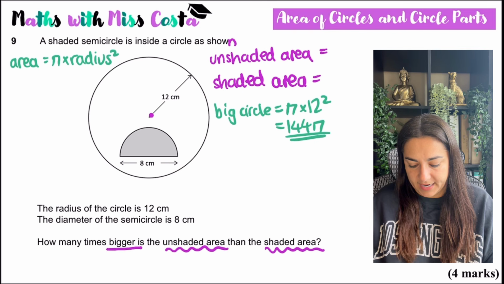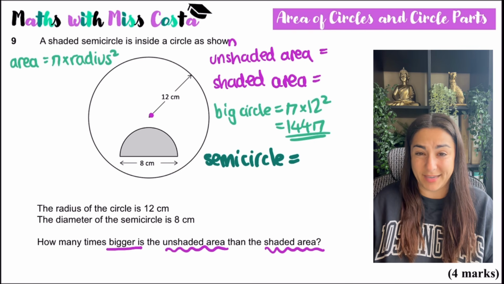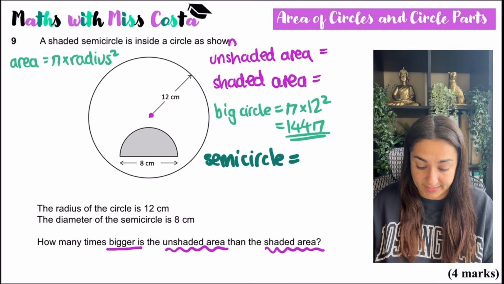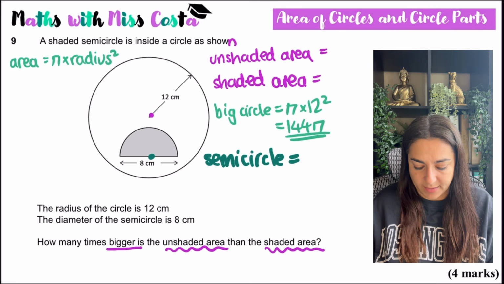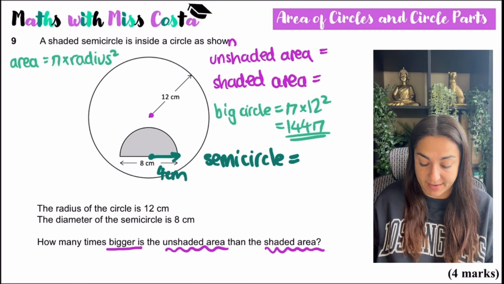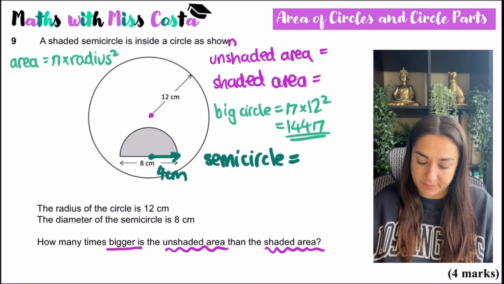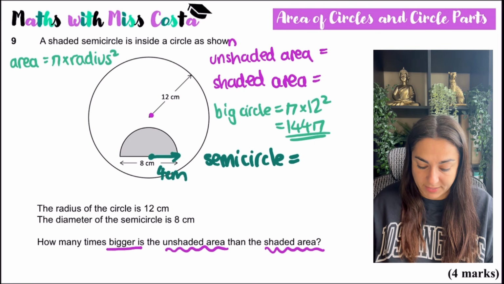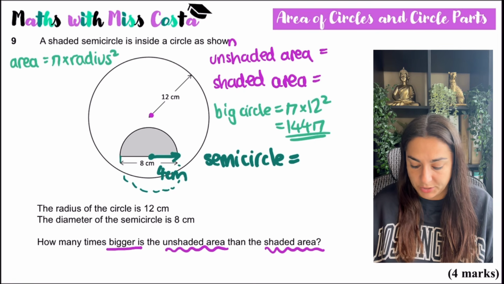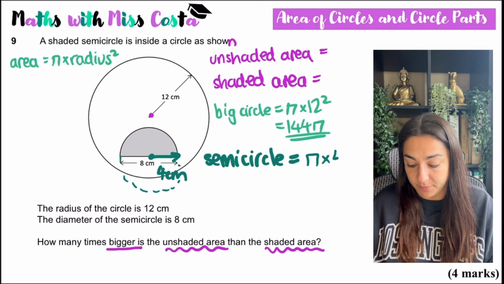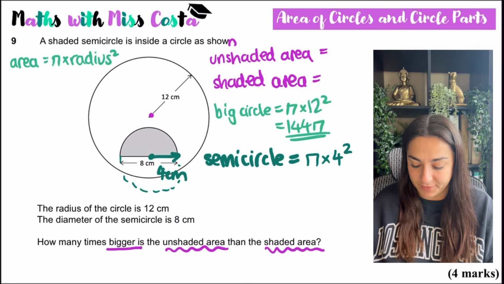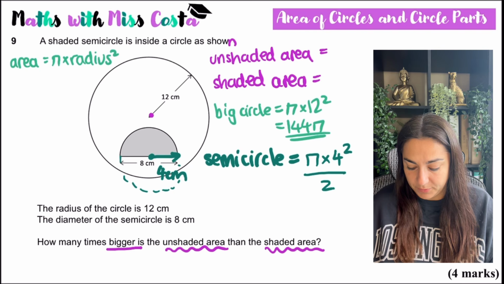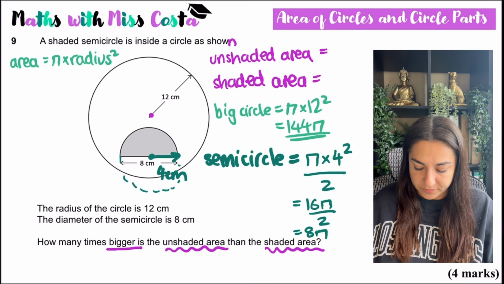Now, I need to work out the area of the semicircle. This is frequently where people just forget to do one of two things. So it's the radius that I'm looking for, and it's helpful to annotate. I know that the radius is half of the diameter. So the area of the semicircle is going to be, if I imagine this is a full circle, pi times 4 squared. But because it's a semicircle, I then need to divide it by 2. So that would be 16 pi over 2, which is 8 pi.